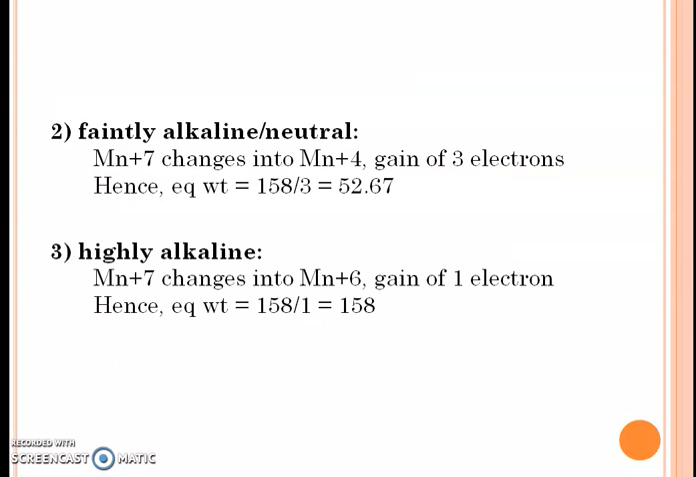In faintly alkaline or neutral medium, the valency of manganese changes from +7 to +4, that is a gain of 3 electrons. So equivalent weight will be molecular weight divided by 3, that is 52.67. In highly alkaline medium, the valency changes from +7 to +6. There is a gain of only 1 electron, and hence here the equivalent weight will be the same as the molecular weight, that is 158 gram per equivalent.